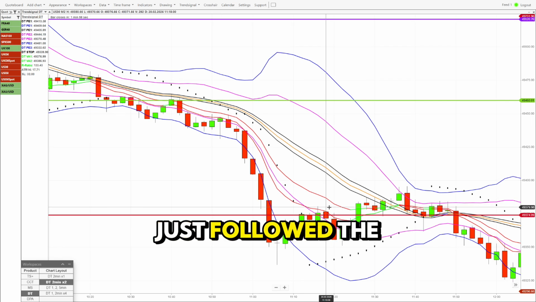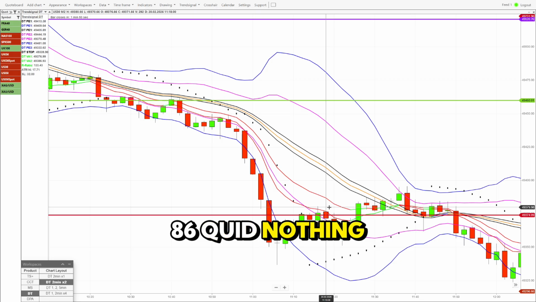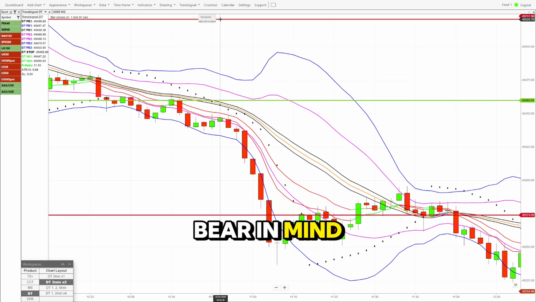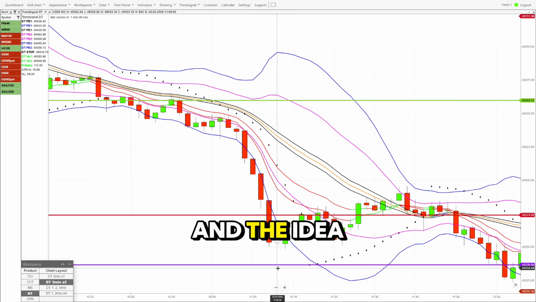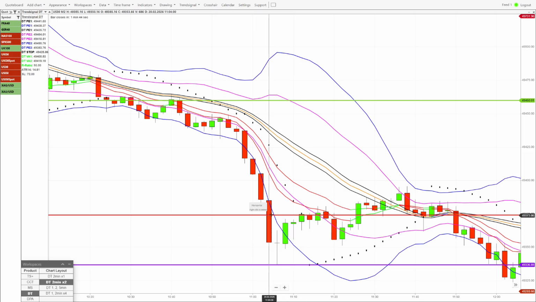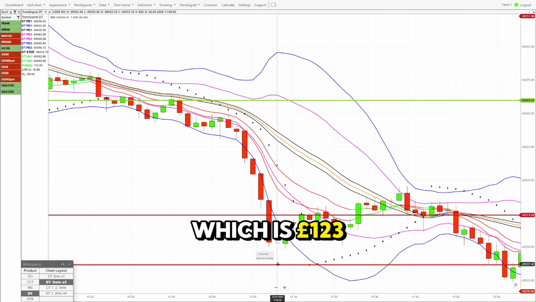In this case, if you'd have just followed the black arrows, it's an 86 pip move. Trade a pound per pip, 86 quid, nothing too shabby. But bear in mind, there was a maximum potential for this trade. The idea is not that you take this maximum potential, but you can do a little bit better than the default approach as you go through the course. In this case, it's 123 pips, which is £123 if you're trading at a pound per pip. Once you start scaling that up, that becomes very attractive. Trading at £3 per pip, an intermediate-sized account, that's 369 quid.